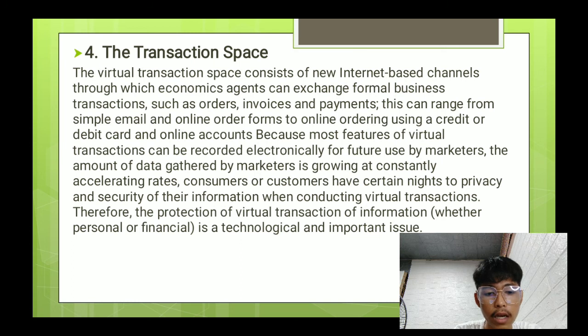the amount of data gathered by marketers is growing at constantly accelerating rates. Consumers or customers have certain rights to privacy and security of their information when conducting virtual transactions. Therefore, the protection of virtual transaction information, whether personal or financial, is a technological and important issue.